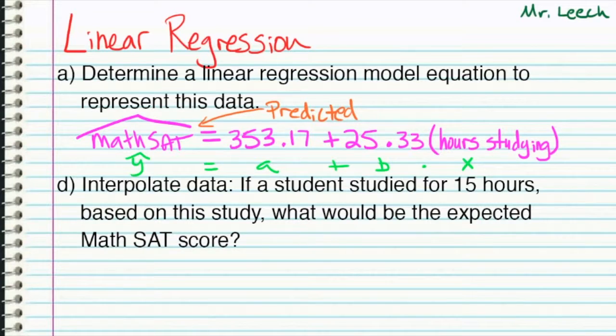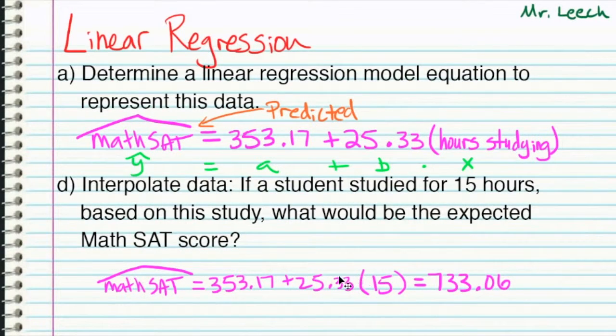If a student studied for 15 hours based on this study, what would be the expected Math SAT score? Well, simply, you take the 15 hours and you plug it into hours studying and simplify. So plug in the 15, multiply it by the 25.33 and add it to the 353.17, and we get the predicted Math SAT to be 733.06 for someone who studied for 15 hours.